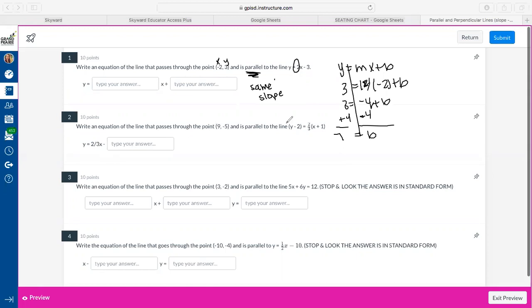Okay. So on number 1, it'd be y equals 2x plus 7. So 2 and 7.